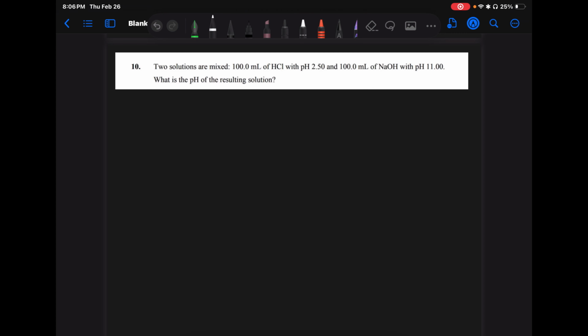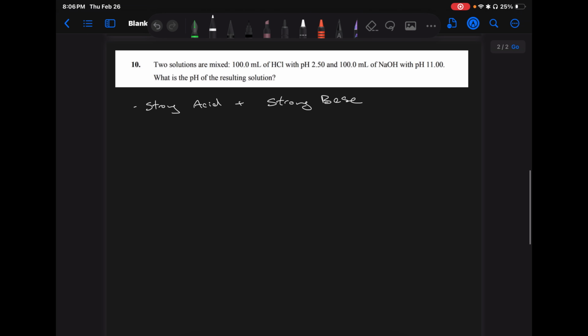Okay, so HCl is a strong acid. NaOH is also a strong base. So the reaction we have here is just strong acid plus strong base. So what we need to do for this is just find out which one would be in excess. Would there be more H plus ions, or would there be more OH minus ions? That'll determine if the pH is acidic or basic.